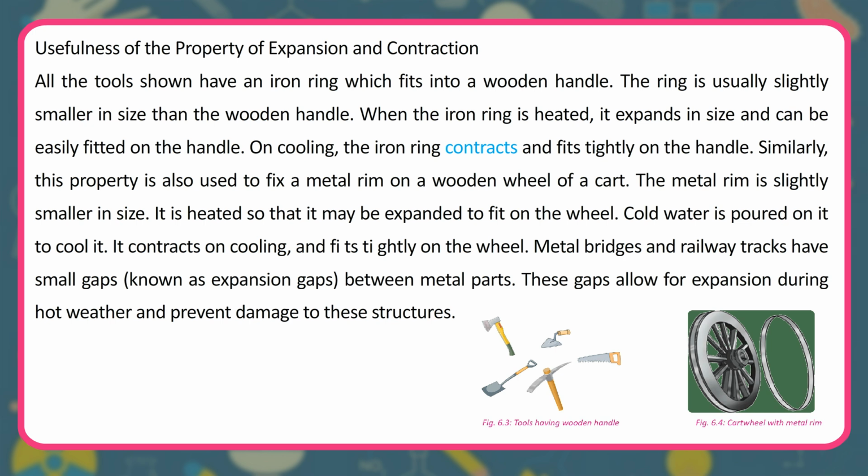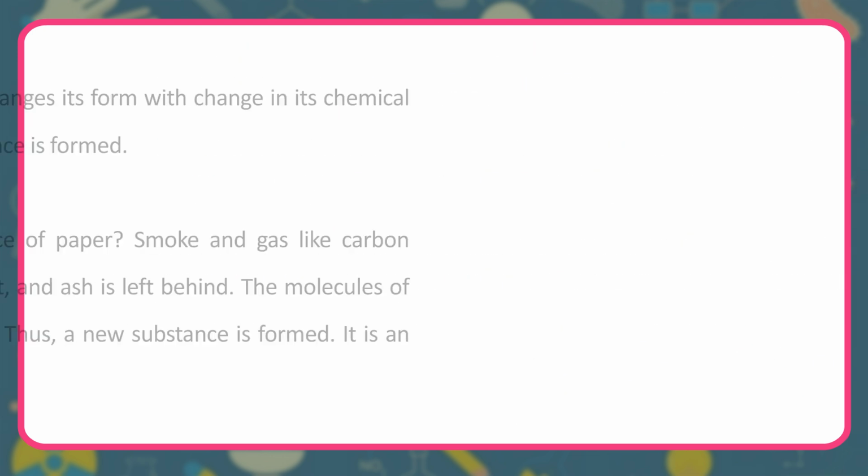Cold water is poured on it to cool it. It contracts on cooling and fits tightly on the wheel. Metal bridges and railway tracks have small gaps, known as expansion gaps, between metal parts. These gaps allow for expansion during hot weather and prevent damage to these structures.